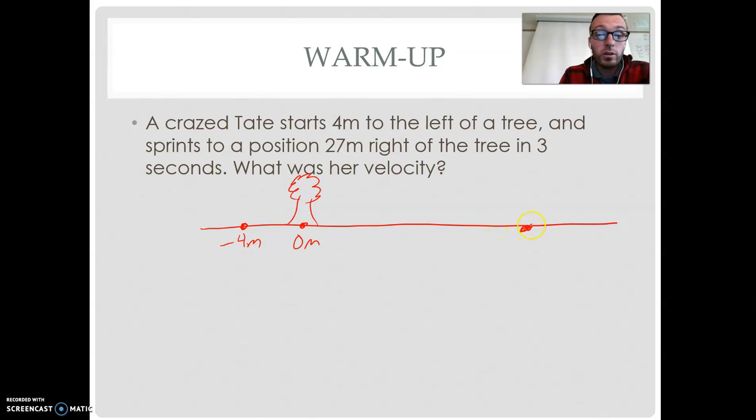And our final position is 27 meters to the right of the tree. So use this picture, set up this problem. What I want you guys to do is write the problem down, the whole thing, underline the knowns, write your list of knowns, identify the equation, and solve for velocity.